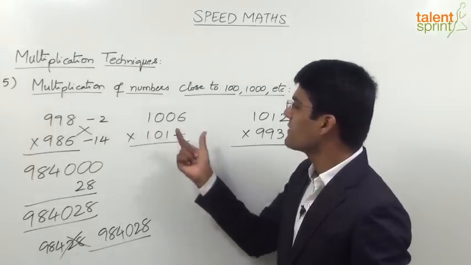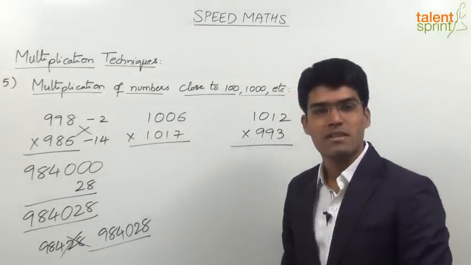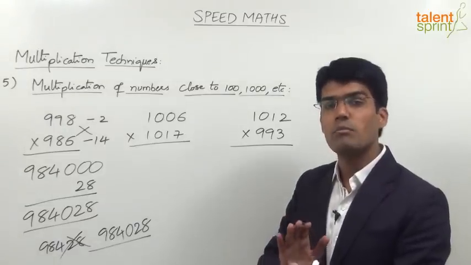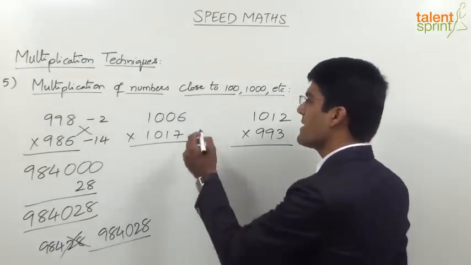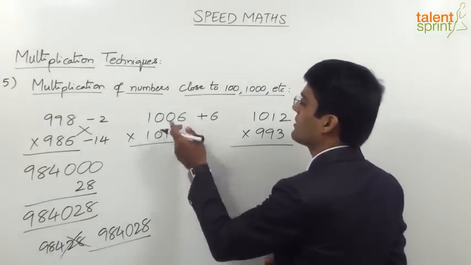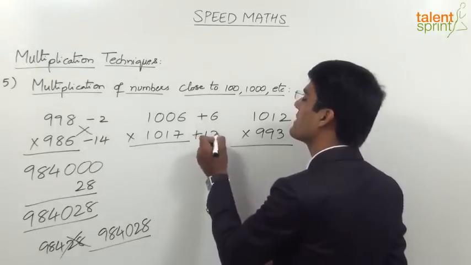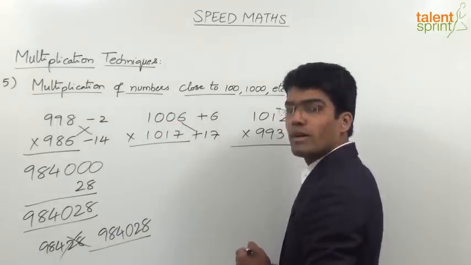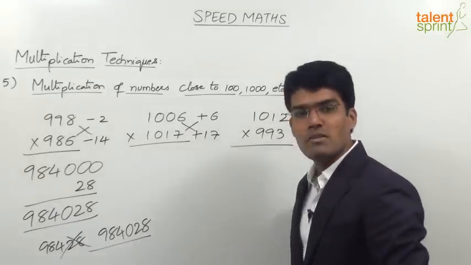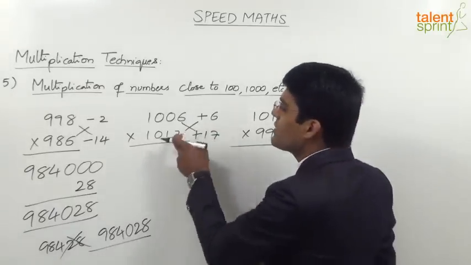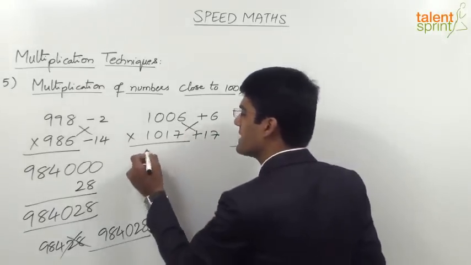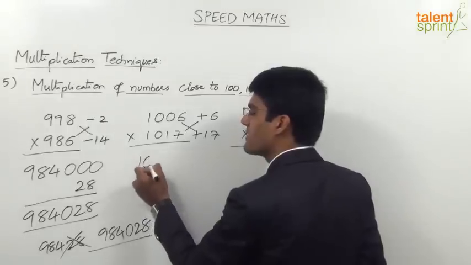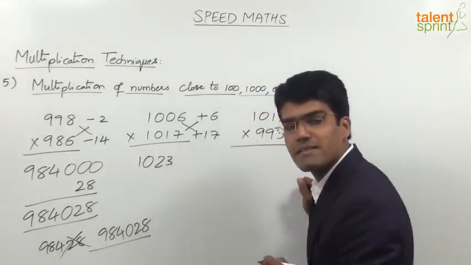Now the next one here is 1006 into 1070. Both the numbers are more than 1000. Now the first step, as you know, is to find out the distances. So 1000 plus 6, 1000 plus 17. So we have to either add 17 to 1006 or add 6 to 1017. As adding 6 to 1017 is comfortable, we can directly say 1017 plus 6 is 1023. That is the first step.